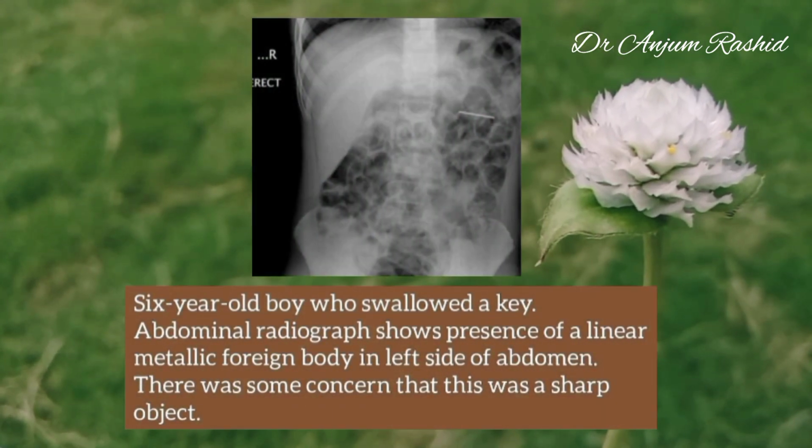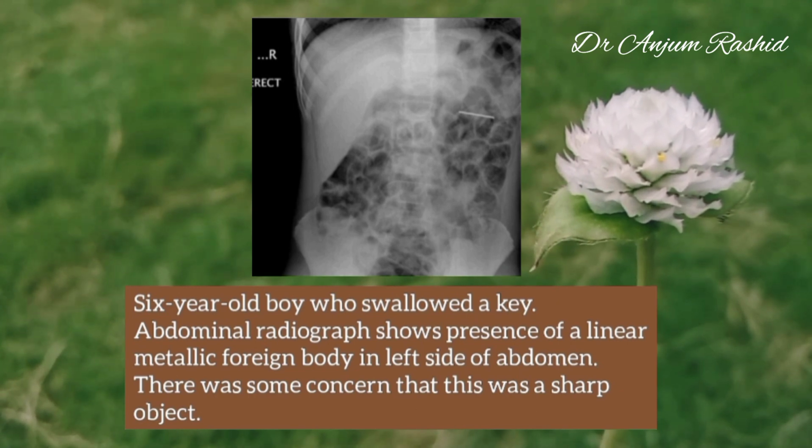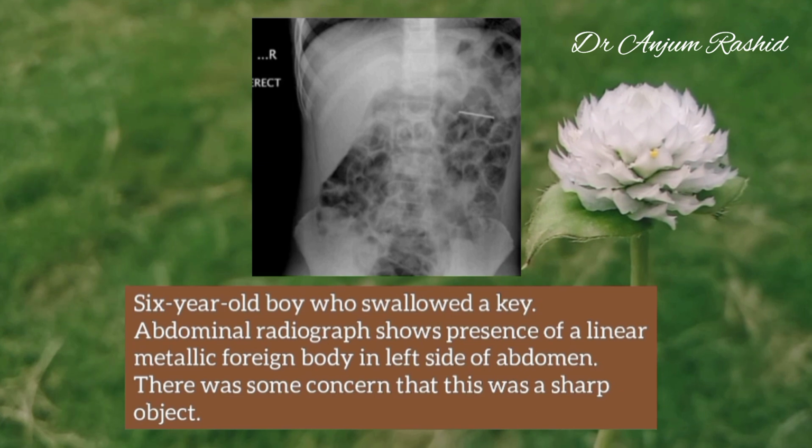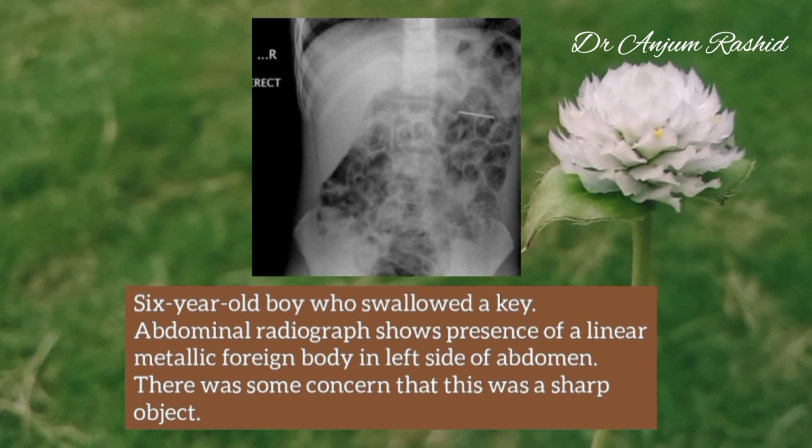Now, 6-year-old boy who swallowed a key. Abdominal radiograph shows presence of a linear metallic foreign body in the left side of the abdomen. There was some concern that this was a sharp object.